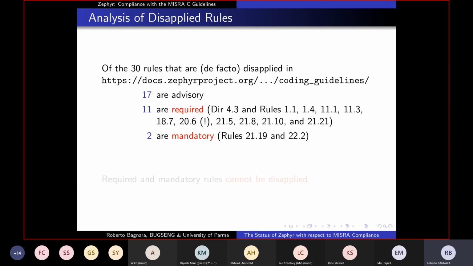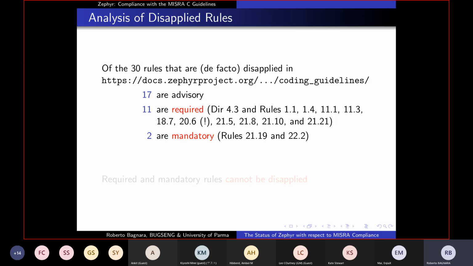However, I have also taken a look at the 30 rules that are in fact disapplied, and 17 of them are advisory. So okay, good. Applying MISRA Compliance 2020, they can formally be disapplied. You need to write an argument why you disapply them, and this is not very challenging in many cases. However, 11 of these 30 disapplied rules are required, so they cannot be disapplied. Okay, so they can be deviated, but not disapplied.